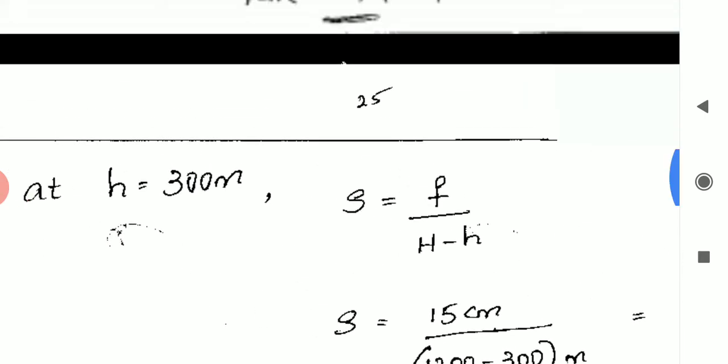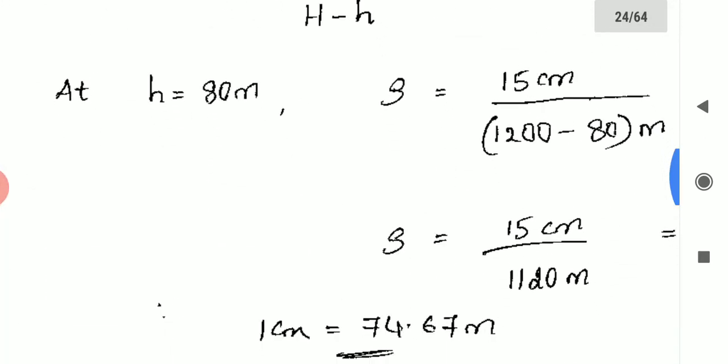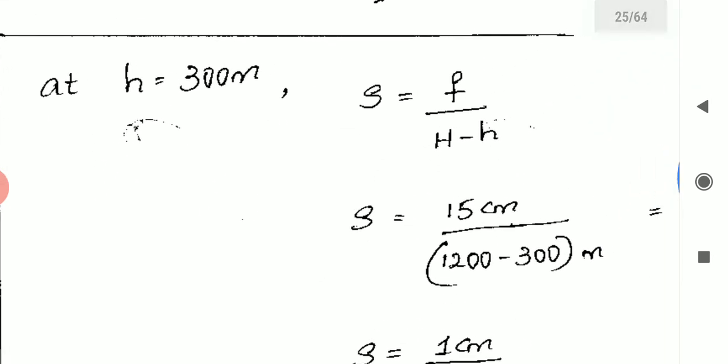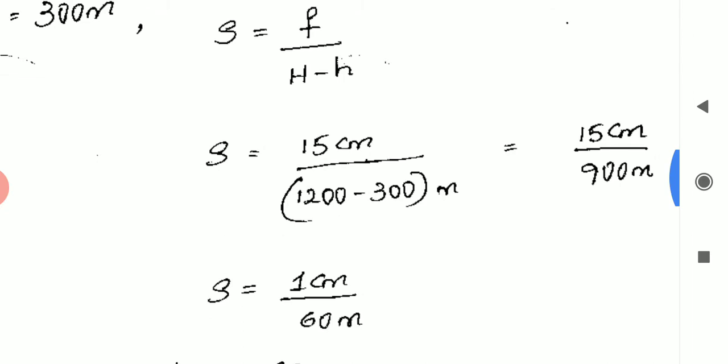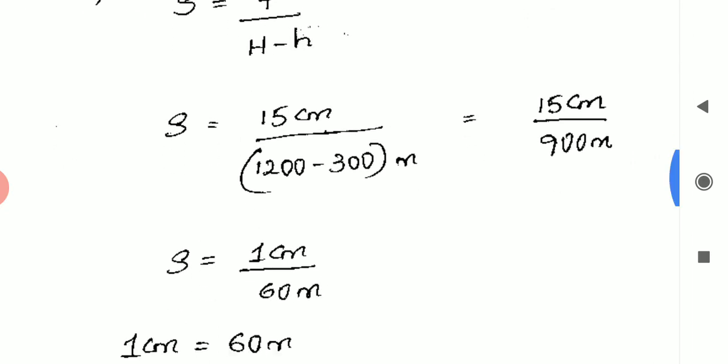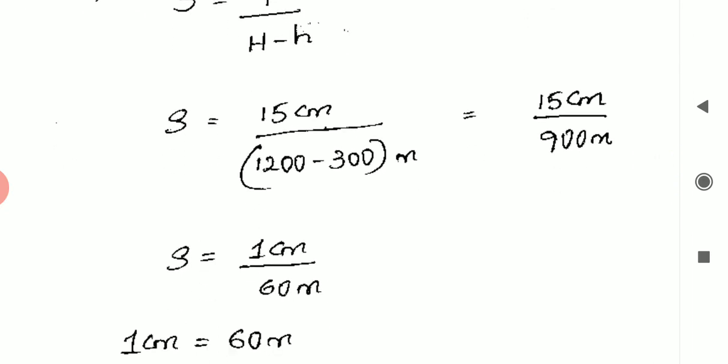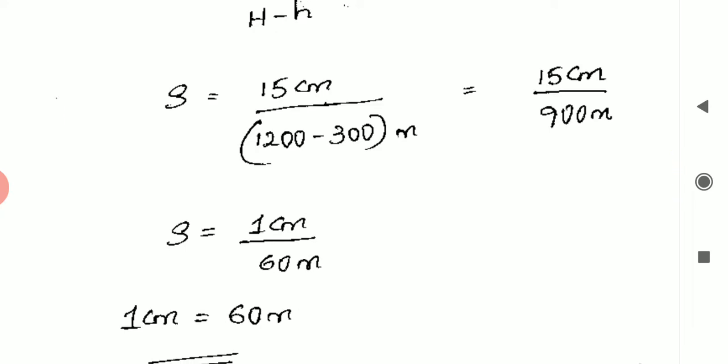Next question is, first he asked with h 80 meter. Second question he asked 300 meter. So only that changes. So by using h we will again have to find S. So in this case what will happen? See here, f equal to 15 centimeter, and capital H is 1200, small h is 300 meter.